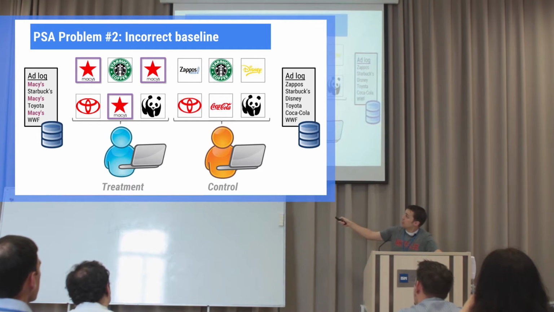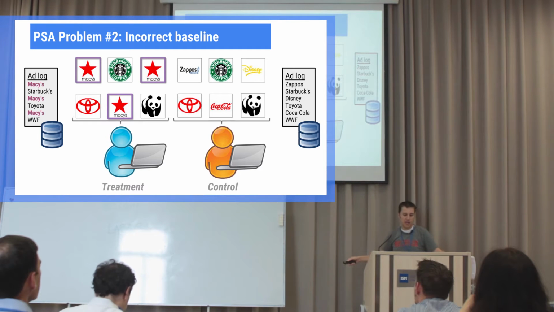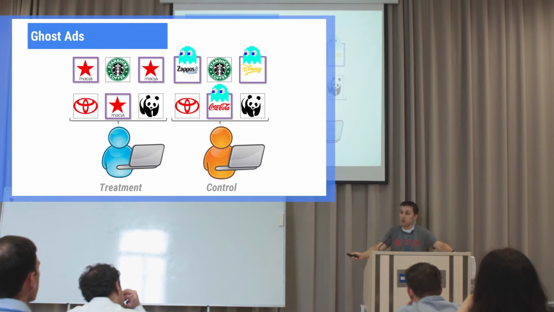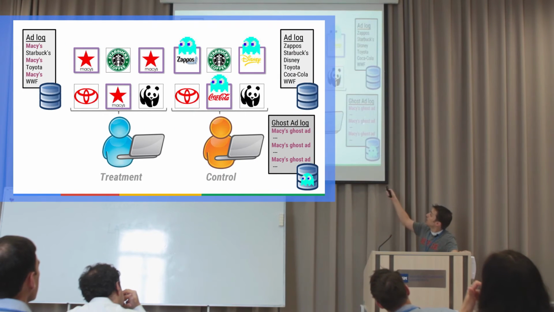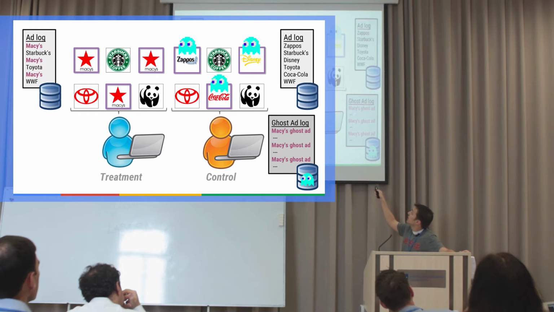In these ad systems, there's an ad log in the treatment group which has the Macy's ad, Starbucks, Toyota, World Wildlife Foundation, and in the control group we similarly have an ad log. But you notice Macy's name doesn't show up anywhere in there, and we can't distinguish where Macy's would have shown up unless we explicitly decide to record that information. That's what ghost ads are going to do. We're going to record information that will look like a Macy's ghost ad in the ad log, and it'll tell us, for each ad that is served, whether a Macy's ad would have been served had this user been in Macy's treatment group.